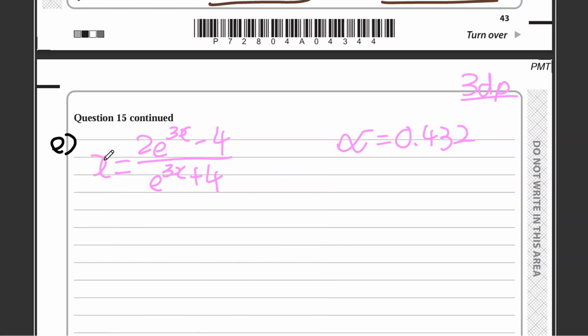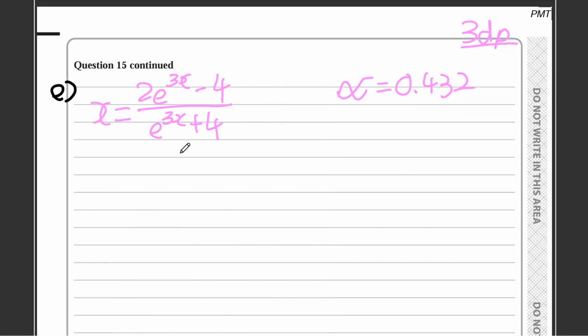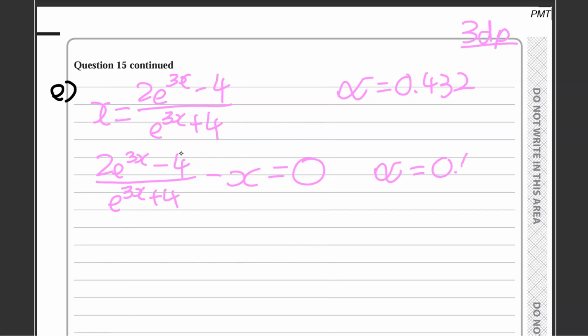This is a solution to this equation. So what can we do with this? We're going to move this x to the other side. So we get (2e^(3x) - 4) over (e^(3x) + 4) minus x is equal to 0. A solution to this will still be alpha is equal to 0.432 to 3 decimal places, because this is just the same equation, we've just moved the x to the other side. So alpha here is still a solution, and this here is equal to 0.